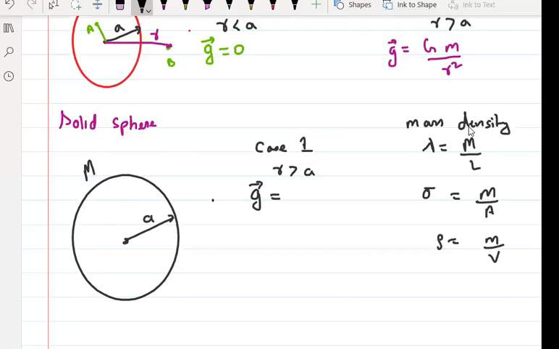Yes, very good, Karishma. It will be the same, right? Because if a point is taken outside the sphere, then the sphere is treated as a point mass. Yes, very good, everyone. So it will be the same, g equals capital G M by R square. I'm just talking about any point outside this, point A. Now, when we talk about any point inside, let's talk about any point inside.